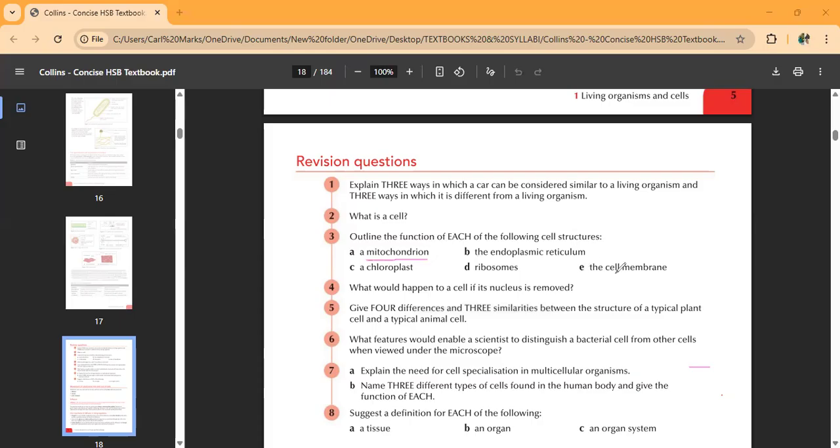All right, which out of these five is like the door of the cell that controls what goes in and out of the cell? Is it mitochondria, chloroplast, endoplasmic reticulum, ribosomes, or the cell membrane? Pardon? Cell membrane. Correct. Thank you. So when you complete this work here, try to just see how well you can answer these revision questions in the textbook.